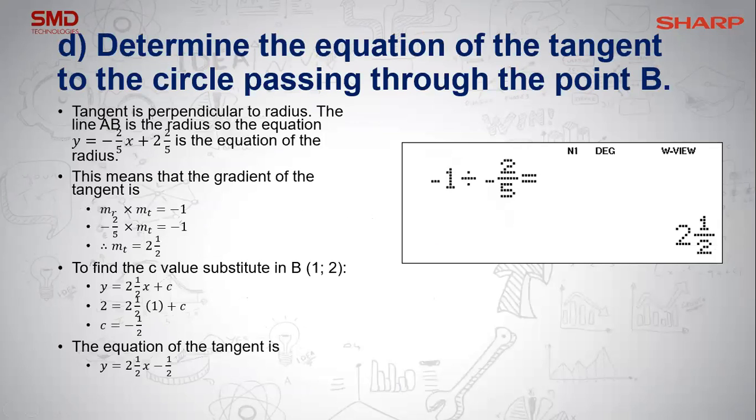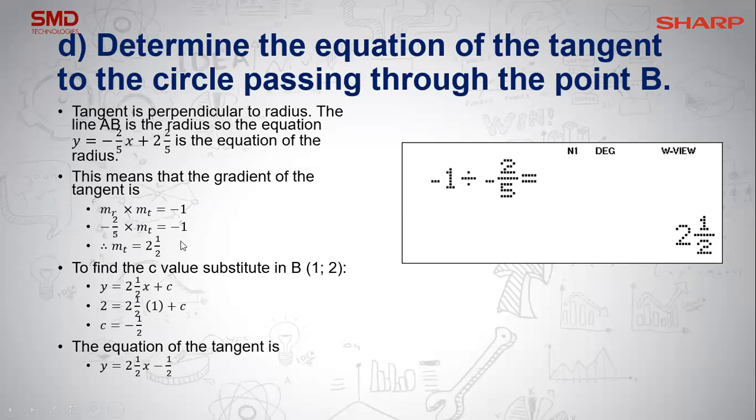The last question says, determine the equation of the tangent to the circle passing through the point B. Now, we've already found the gradient of the radius, which we know is the line AB, because A is the center and B is the point on the circle's edge. So that's -2/5, right? So all we need to do is multiply this -2/5 by the tangent gradient, and it should give us -1. So we can solve for the tangent gradient, and that gives us simply 2.5.